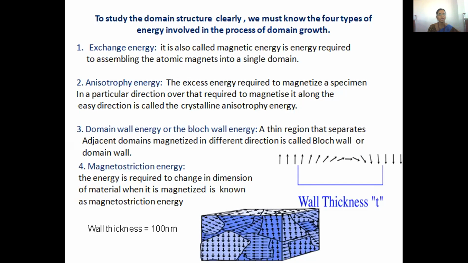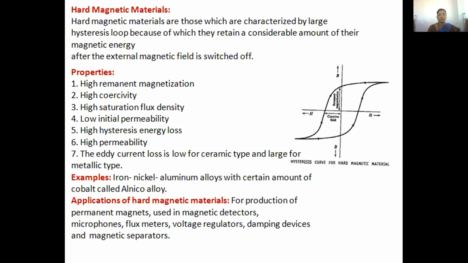Now, domain wall energy or Bloch wall energy. A thin region that separates adjacent domains magnetized in different directions is called a Bloch wall or domain wall. Now, magnetostriction energy. What is magnetostriction energy? The energy required to change the dimensions of a material when it is magnetized is also known as magnetostriction energy. So physical parameters vary when the material is magnetized with the application of a magnetic field.